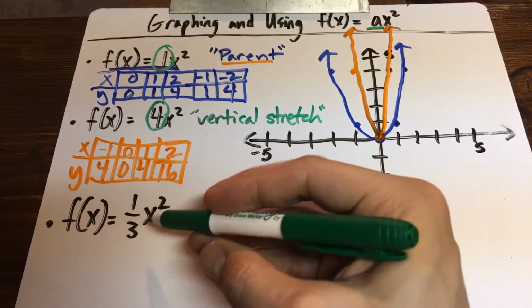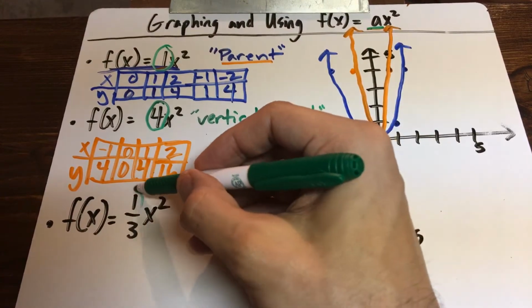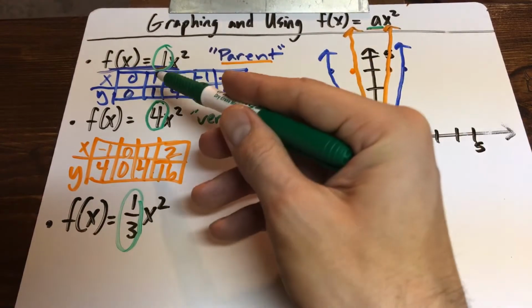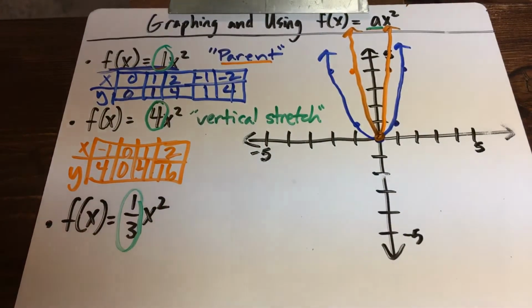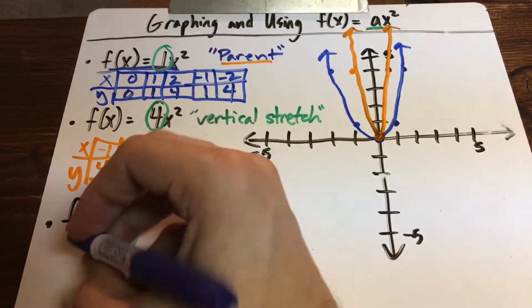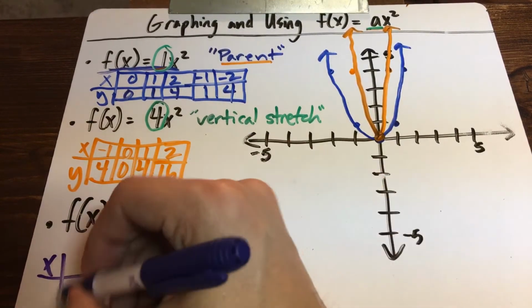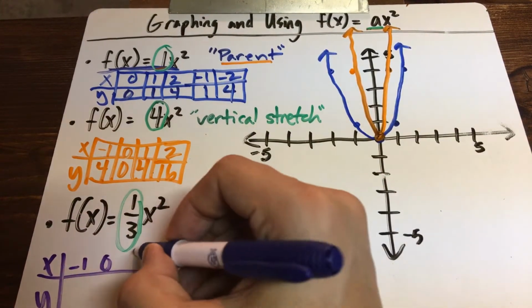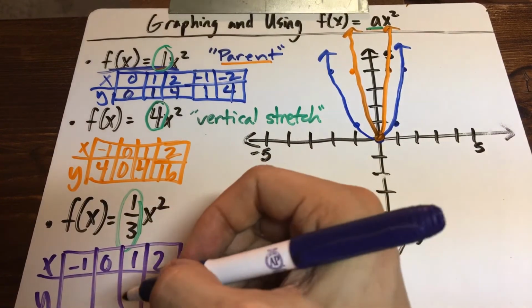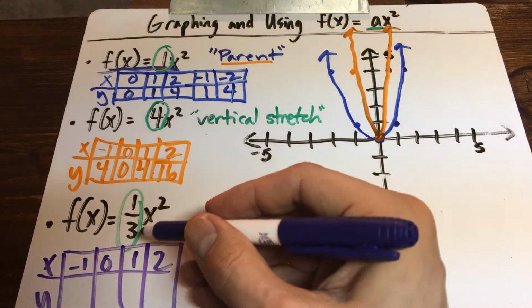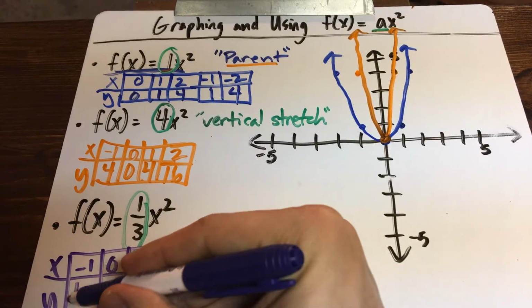But look what happens if this number is less than 1, right? See how here it's only 1/3? This is smaller than the original one. If I did my little x and y graph for this one, I'll do this one in a different color. I'm going to do -1, 0, 1, 2. Going to put these in here. -1 squared is 1. 1 times 1/3 is 1/3.